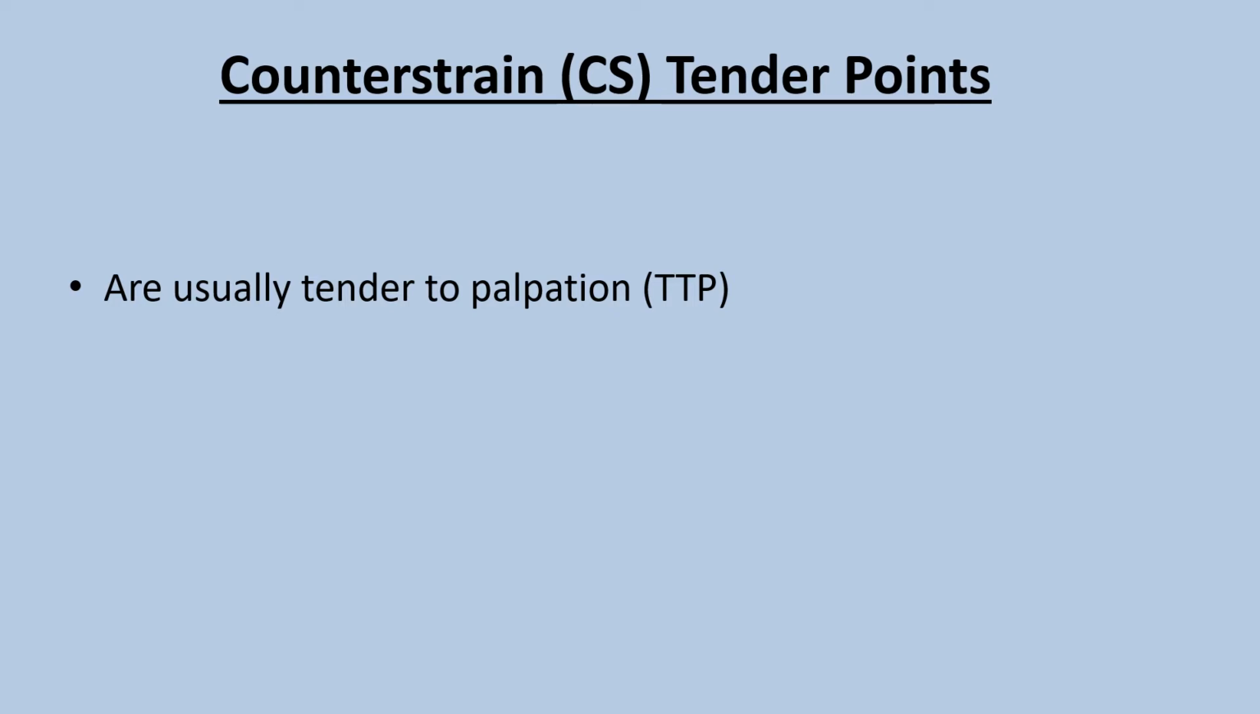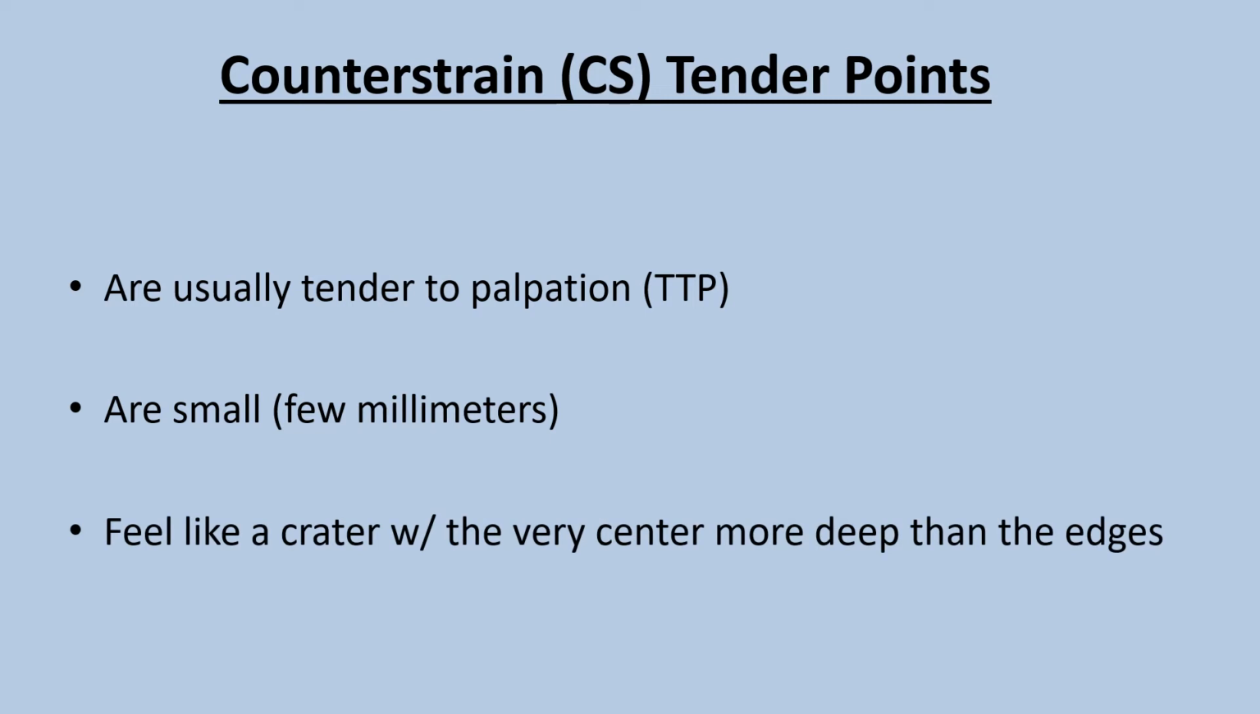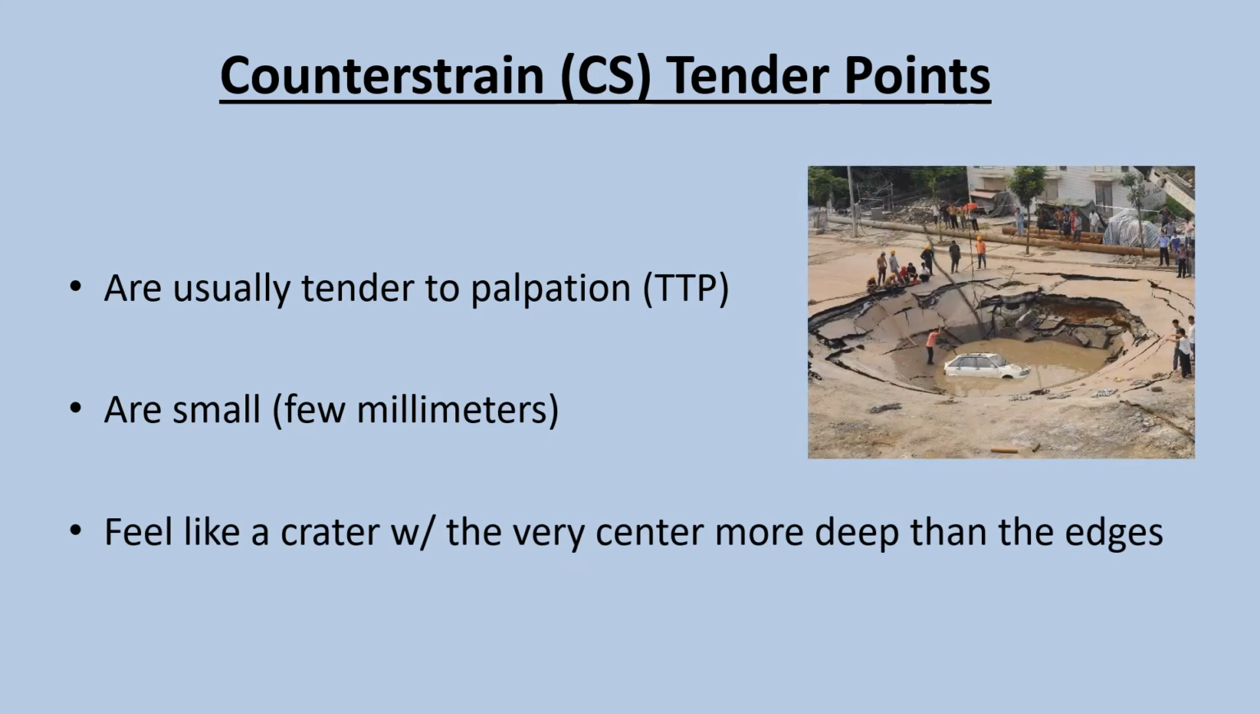So what do they feel like? Counterstrain points are just a few millimeters in diameter, and they feel like a crater with the very center more deep than the edges. Kind of like a sinkhole with the very center feeling tethered to deeper tissues, and there is no twisting around the crater like tends to occur with an inverted herniated fascial distortion.